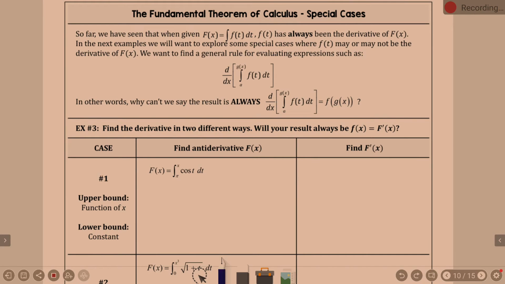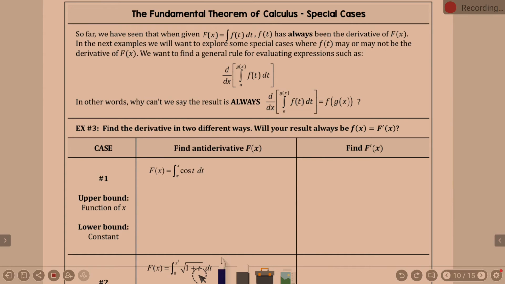And so, fundamental theorem of calculus. What we were doing yesterday with evaluating when we have an upper and a lower bound, right? So what we have seen, f of t has always been the derivative of f of x. In the next examples, we're going to explore some special cases where we may not have that specific relationship, and a general rule for evaluating these expressions.